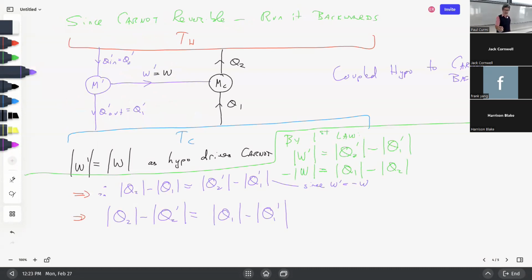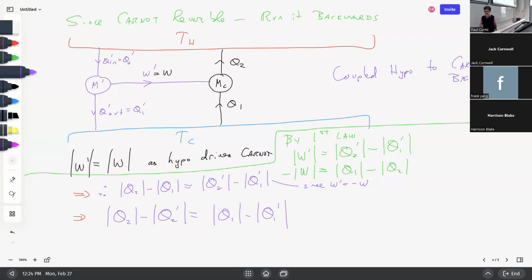So it's telling me that the heat going up from Carnot to the hot bath is bigger than the heat going down from the hot bath into hypo. It's also telling me the heat coming up from the cold bath into Carnot is greater than the heat coming down from hypo. So if you add those two things together, it's saying that more heat is going from cold to hot than is coming back from hot to cold, okay? So it means that heat is flowing against the temperature gradient, okay?